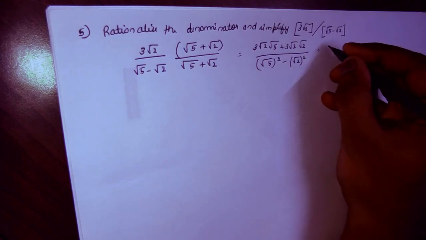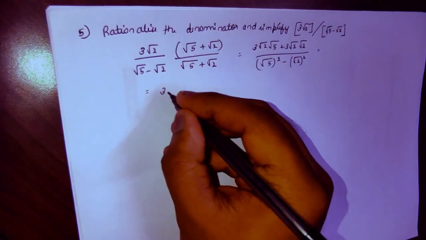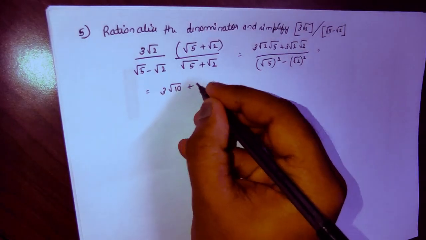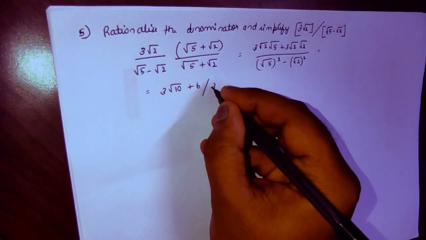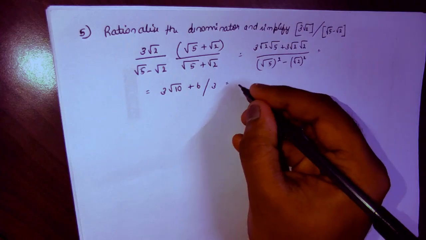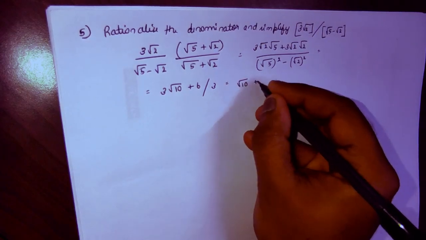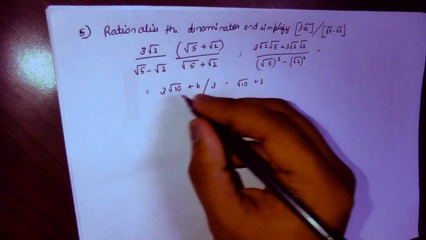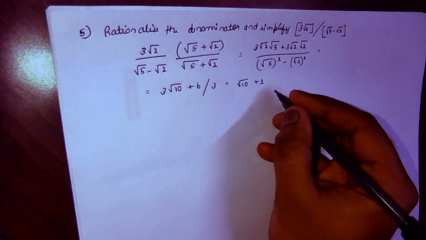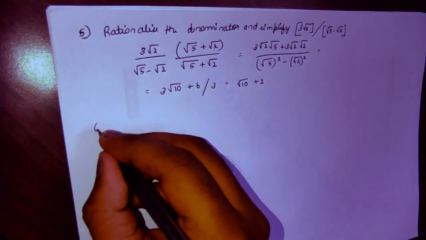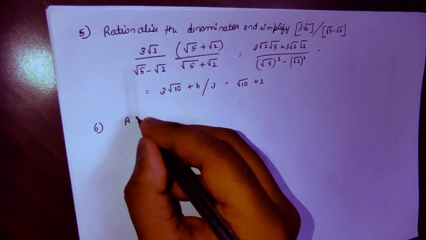We will get 3 root 10 plus 6 divided by 3. The final answer is root 10 plus 2, by cancelling 3 and dividing 6 by 3. We will go into the sixth question.